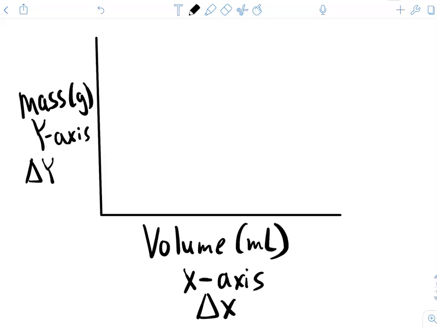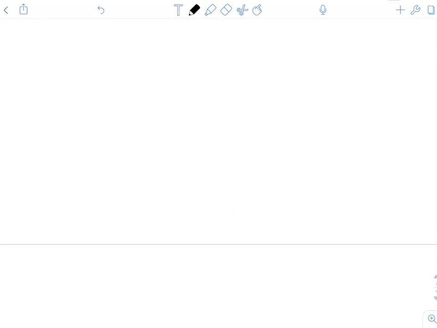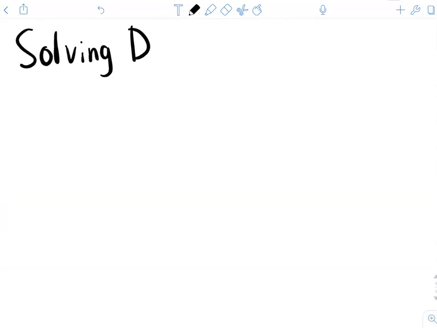Now, that is more of a practical sense of density, and that's what you're going to see used in the lab as well as the graph. Another way that we can look at density is by solving density problems.